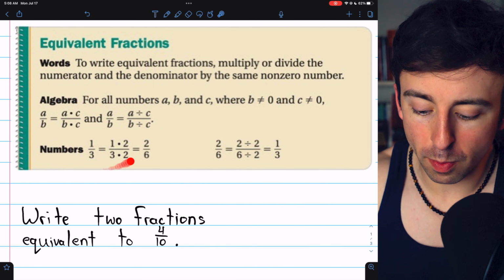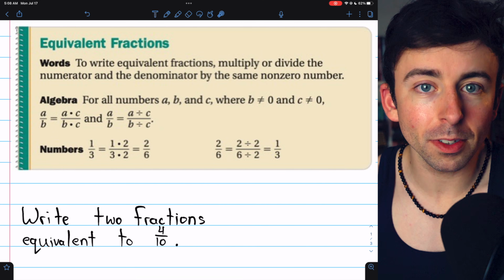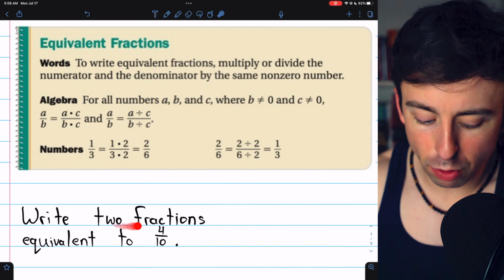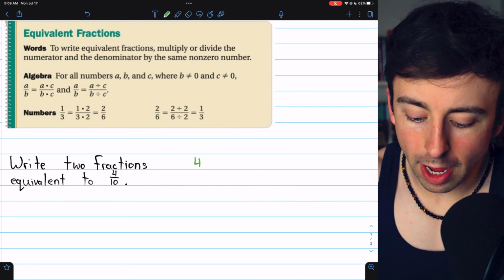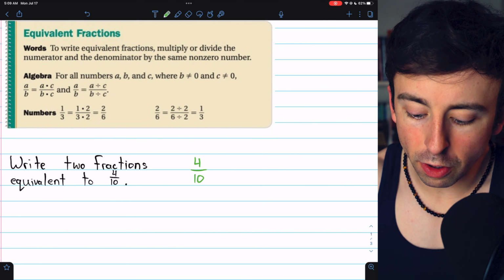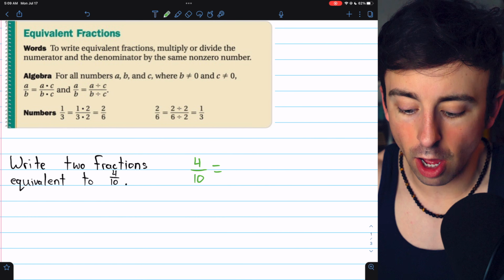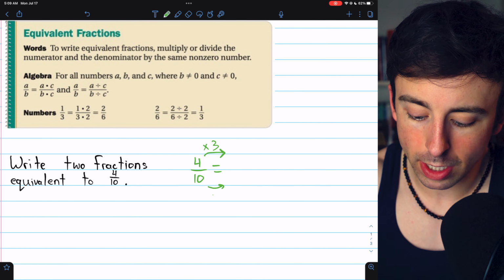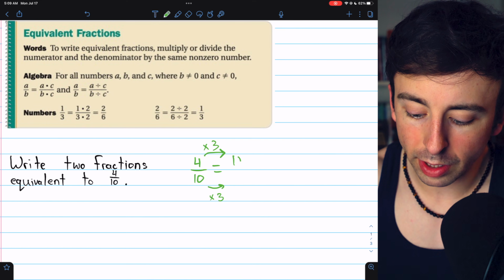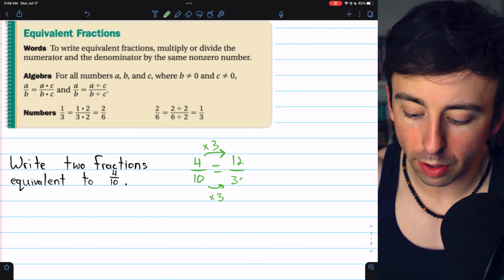And then here are a few more examples with numbers. Let's go ahead then and write two fractions that are equivalent to 4/10. For one example of an equivalent fraction, we could multiply the numerator and denominator by something. Maybe we multiply the top and bottom by 3. That gets us to the equivalent fraction 12/30.